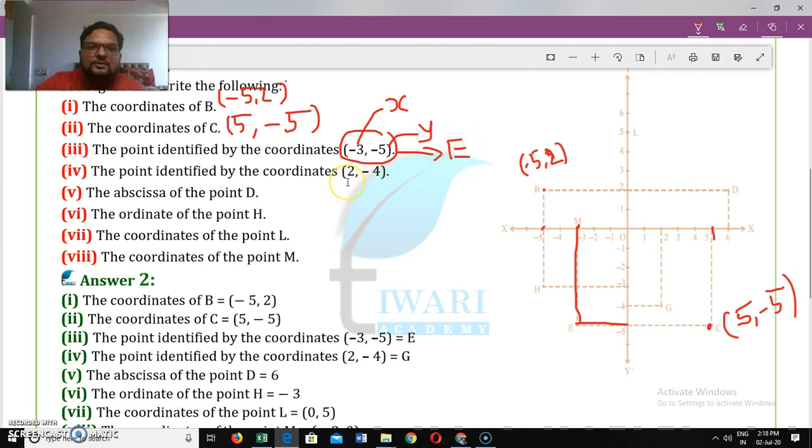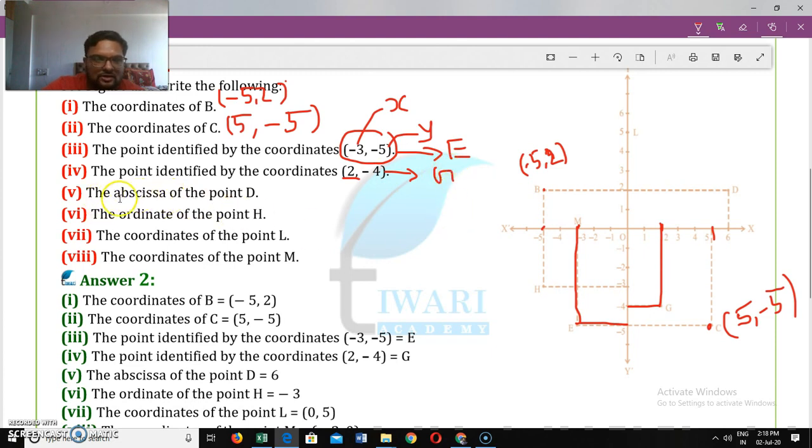Similarly, we want to talk about 2 and minus 4. This is the value of x, 2. This is 2, and we need minus 4. Minus 4 is here. So if we draw perpendiculars to each other, we get point G. So this one is your G.